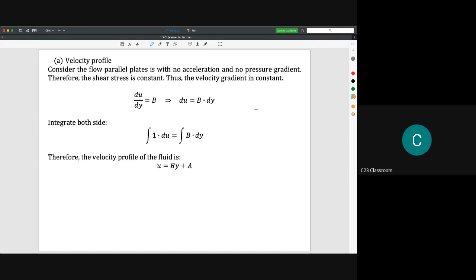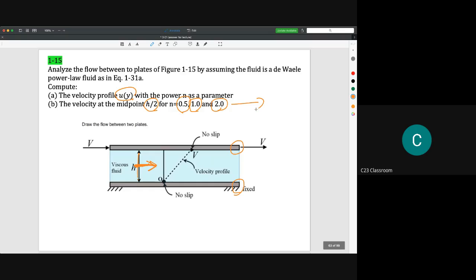In this question, we do not discuss this n because we have another question that specifically discusses it later on, so I just skip it. I just want to show how the velocity profile is developed in this situation.